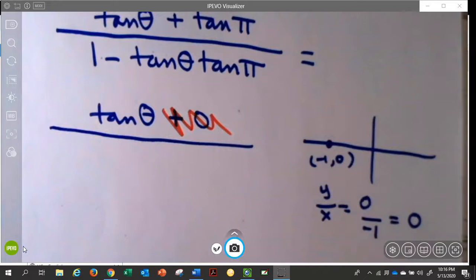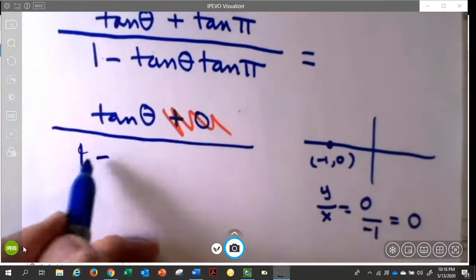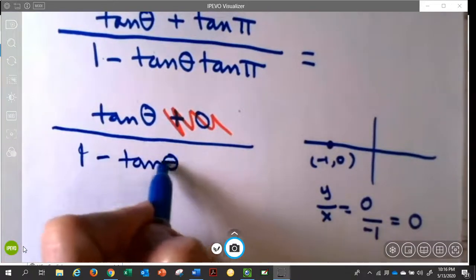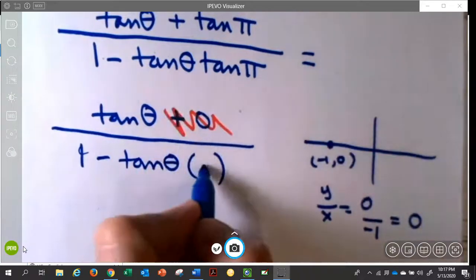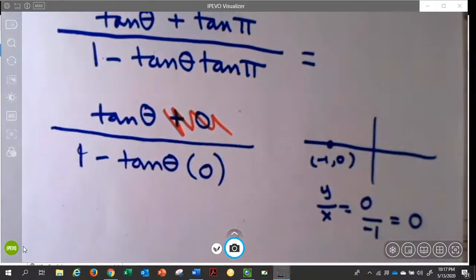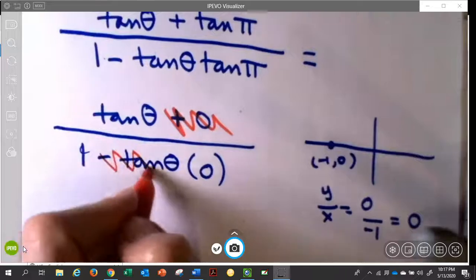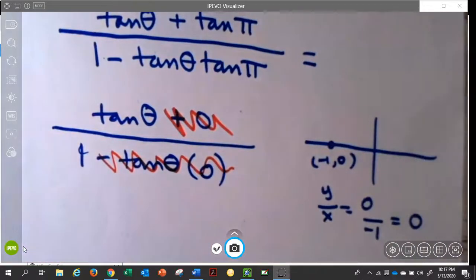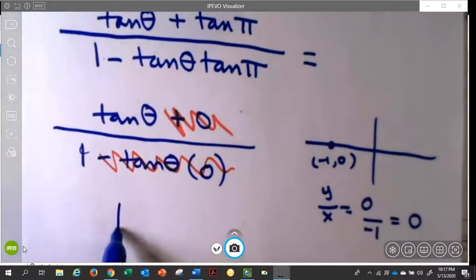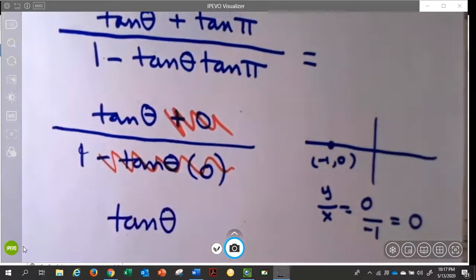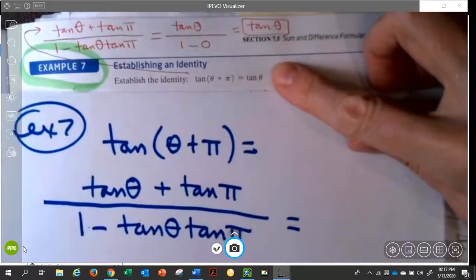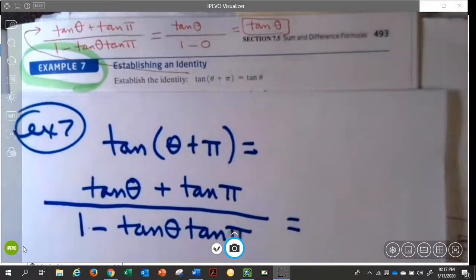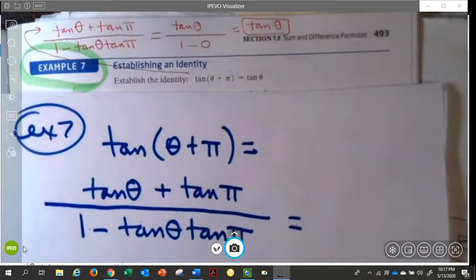Okay, let's check out the denominator. I've got a 1 and I've got a minus and my tan theta again, but wait, if tan pi was 0 up here, tan pi is 0 down there, and 1 minus something times 0, well, that would be 0. So when I rewrite this, I've got tangent theta over 1, or just tangent theta, and if I go back and check, that's where I'm trying to go. So example 7 is done.